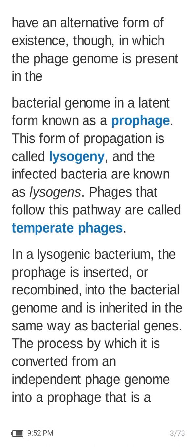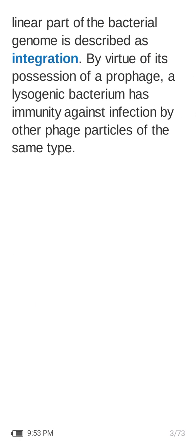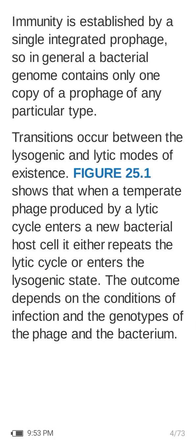In a lysogenic bacterium, the prophage is inserted or recombined into the bacterial genome and is inherited in the same way as bacterial genes. The process by which it is converted from an independent phage genome into a prophage, that is, a linear part of the bacterial genome, is described as integration. By virtue of its position as a prophage, a lysogenic bacterium has immunity against infection by other phage particles of the same type. Immunity is established by a single integrated prophage. So in general, a bacterial genome contains only one copy of a prophage of any particular type.